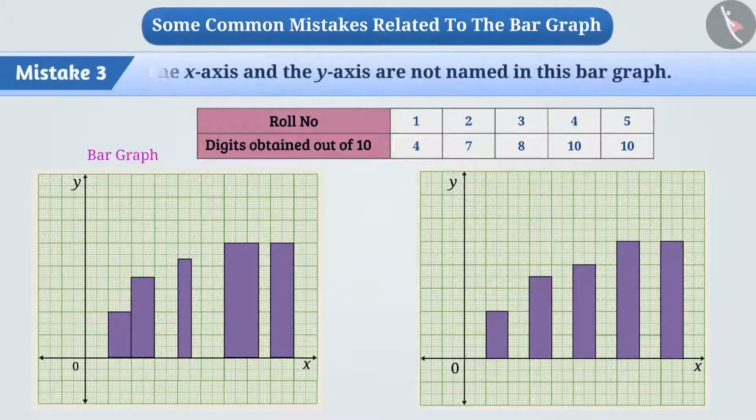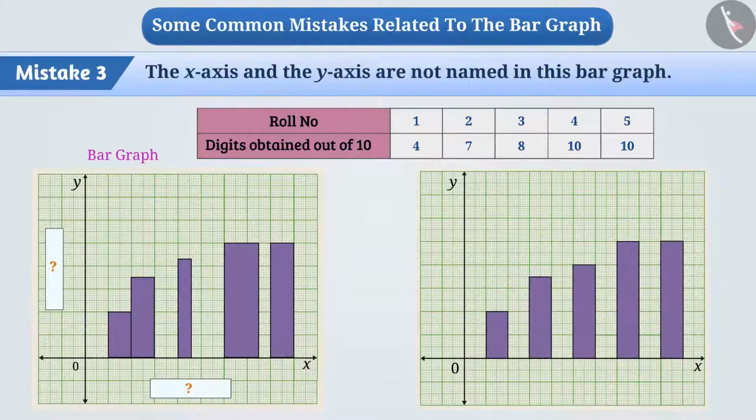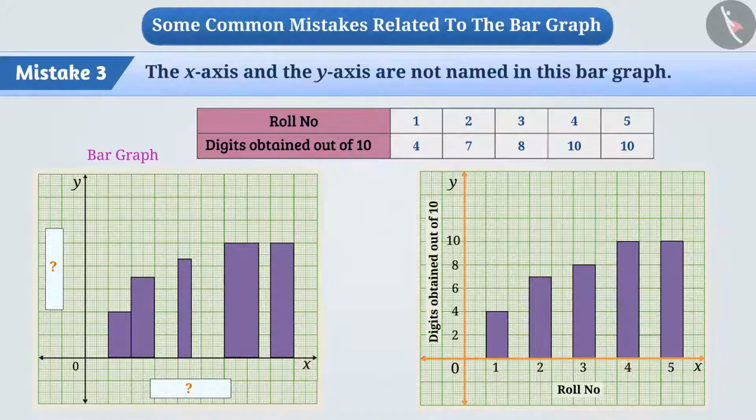Mistake 3. The x-axis and the y-axis are not named in this bar graph. For this reason, there is difficulty in understanding what information the bar graph shows. Here, the roll number on x-axis and digits obtained out of 10 on the y-axis should be written, with the help of which we can read the shown bar graph properly.